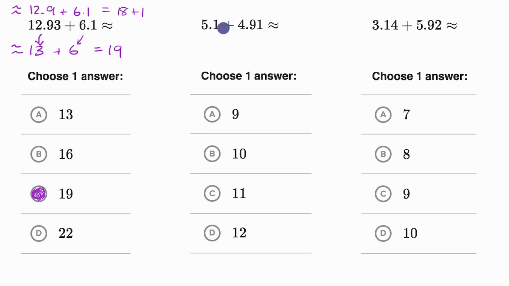Let's do another example. So here we're told 5.1 plus 4.91 is approximately equal to what? So pause this video and see if you can figure that out. Try to estimate it. Try to do it without any paper.